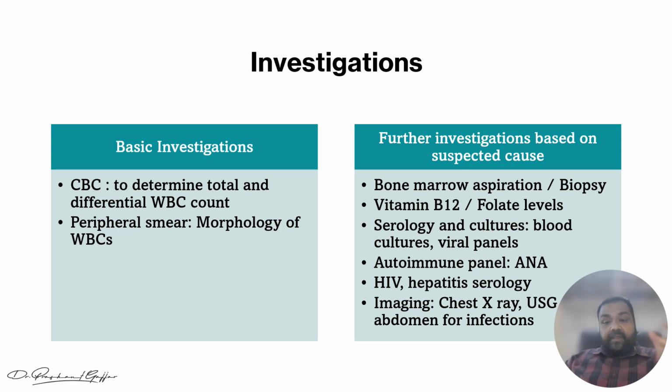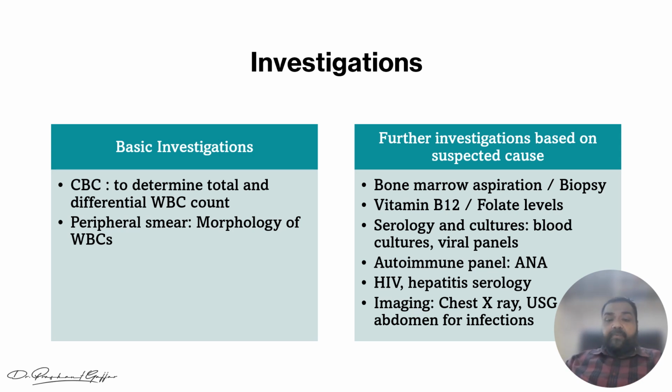So first, if you think bone marrow, then bone marrow aspiration or biopsy. If you think deficiency, we go with the vitamin B12 or folate level. If we think there is any infection, viral infection, we have to perform the serology, right? Culture to rule out the infection, right? We have to do the viral panels like RT-PCR for COVID, or we can perform the RT-PCR for dengue, or many RT-PCRs for viral infection, right?